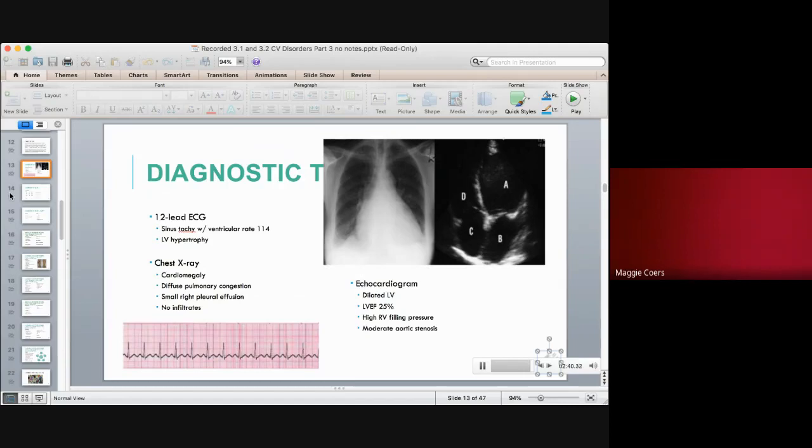So the right ventricle pressure is high, so we know that the ventricle is not emptying as well as it should. That heart isn't pumping effectively. So this is the interpretation of the different diagnostic tests: the EKG, the chest X-ray, and the echocardiogram.